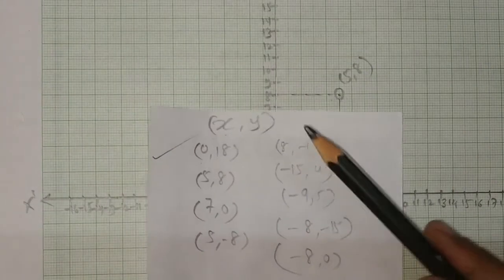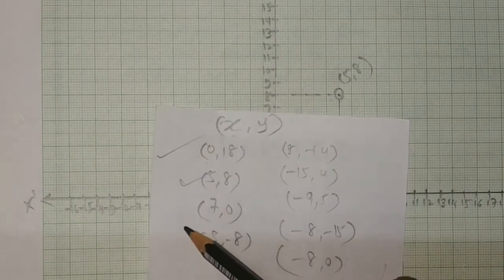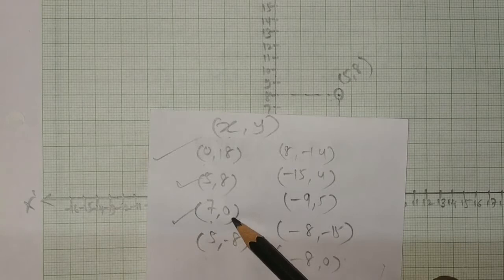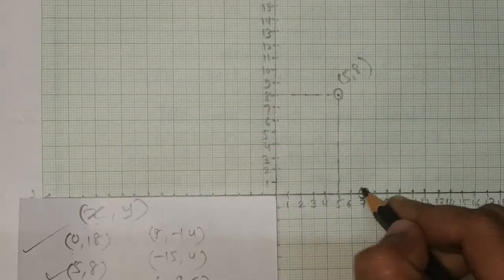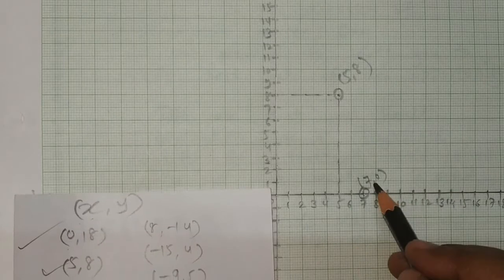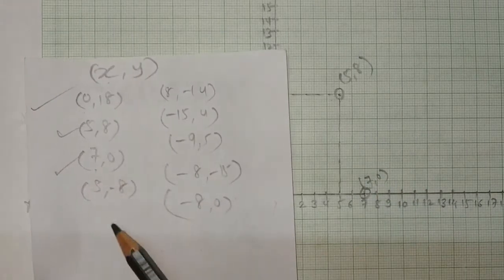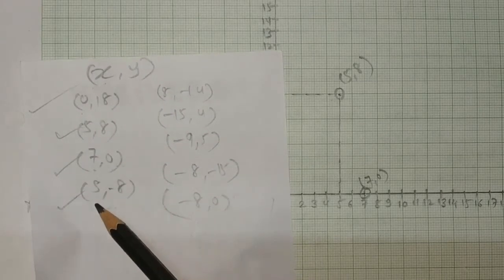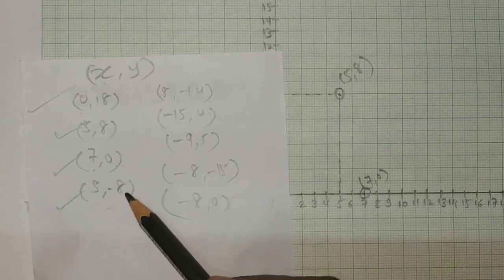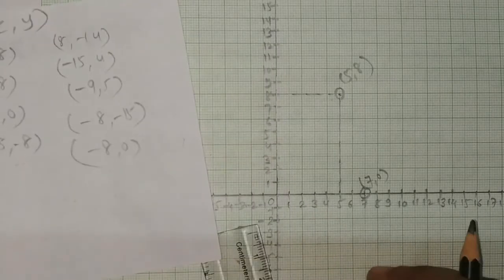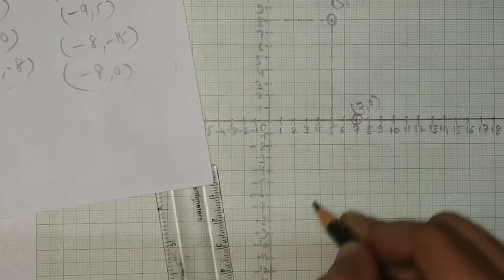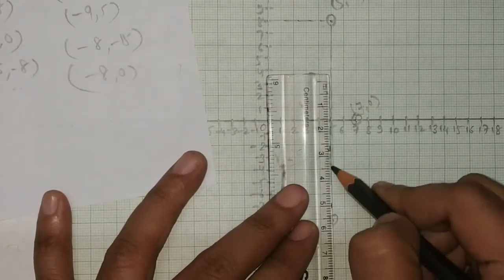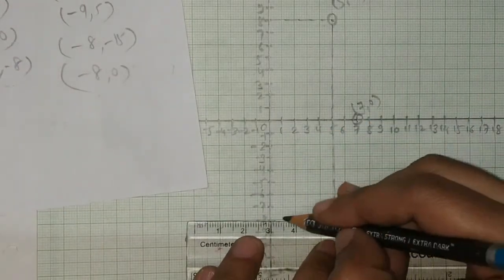So here the next point is 7, 0. You can see this 7, 0. It is going to be on the x-axis because its ordinate is 0. So 7 is here. We'll plot it, 7, 0. It is lying on the x-axis. Y is 0 here. Next, 5, -8. 5 is positive, that means on the x-axis, and -8 is going to be in the fourth quadrant here. This is 5 and this is -8. So we'll plot it here.